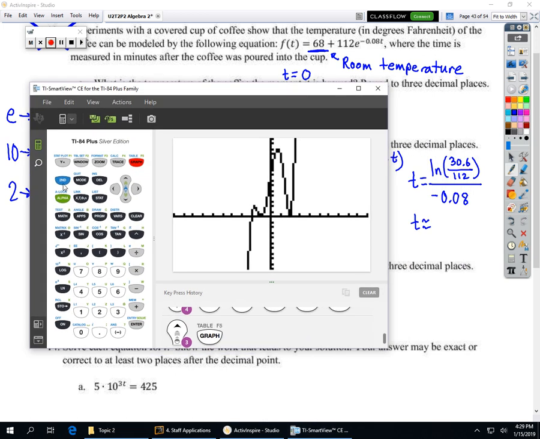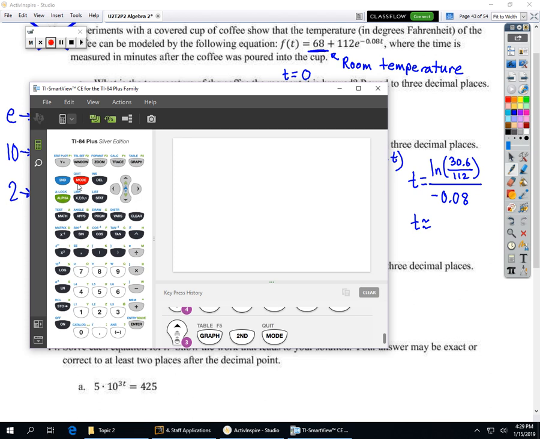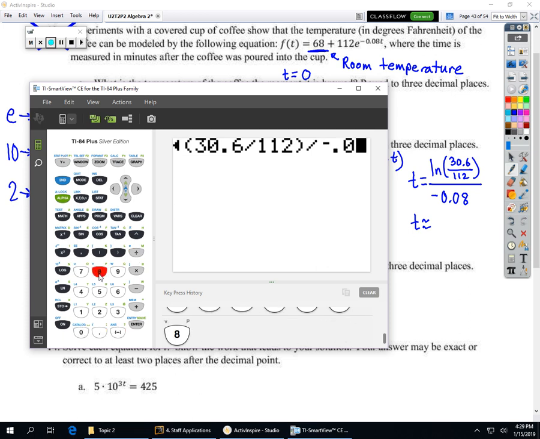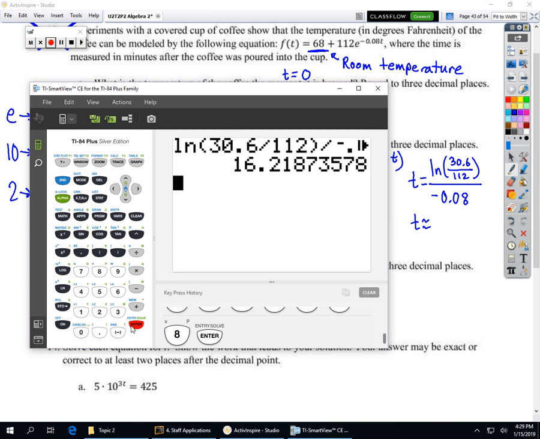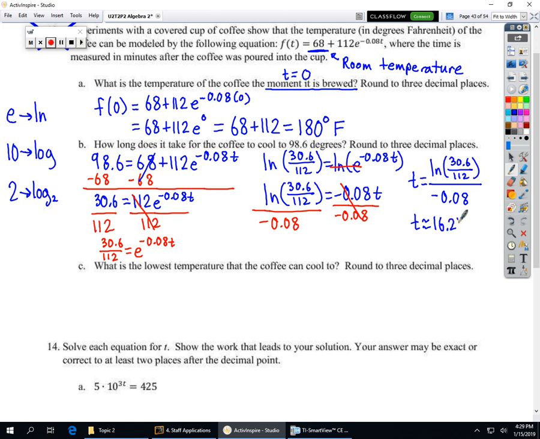I don't need this graph anymore. So what am I putting in? ln, which is right here, of 30.6 divided by 112, close parentheses, and divide again by negative 0.08. 16.218. Let's round that to 16.219. And this one's minutes. Oof, that was long.